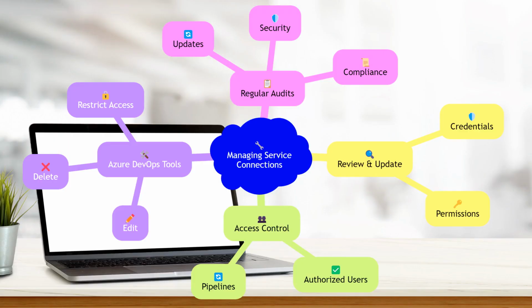Managing service connections involves regularly reviewing and updating the credentials and permissions associated with each connection. This ensures that only authorized users and pipelines have access to the connected services. Azure DevOps provides tools for managing service connections, including the ability to edit, delete, and restrict access to specific users or groups. Regular audits and updates are essential to maintain security and compliance.